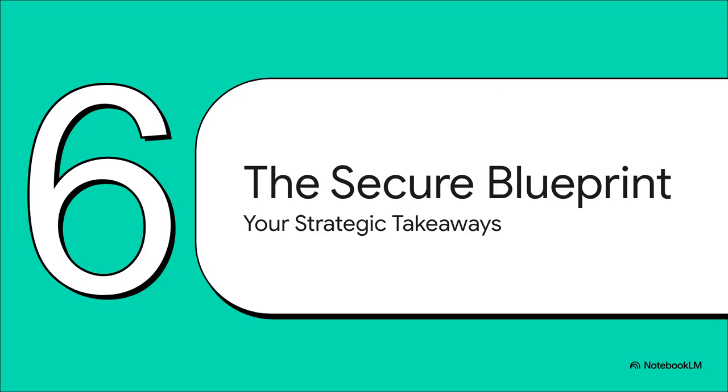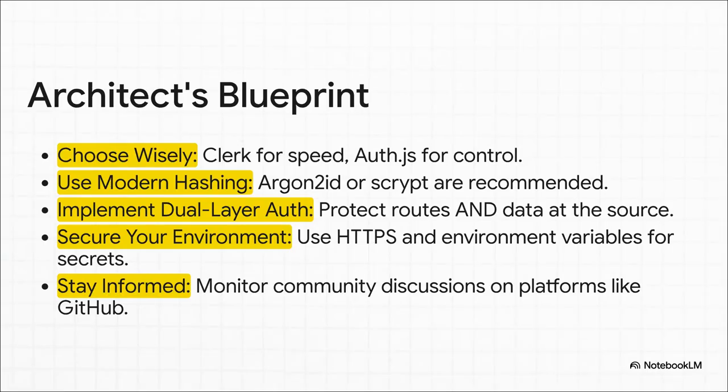Okay, we have covered a lot of ground. We've talked theory, architecture, tools, and even those painful production pitfalls. So let's put it all together into a final, actionable blueprint for building secure Next.js apps. When you boil it all down, the strategy is what matters most. First, choose the tool that actually fits your project's goals. Use modern, strong password hashing like Argon2id. And please, above all else, implement that dual-layer security model. Protect your routes, but always protect your data at the source. And finally, stay plugged into the developer community. It's the absolute best way to stay ahead in the space.